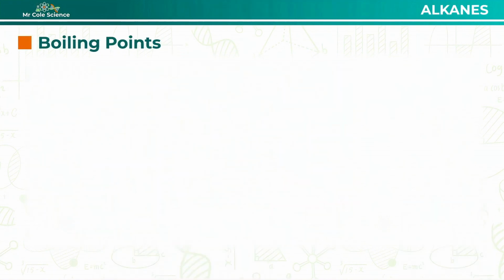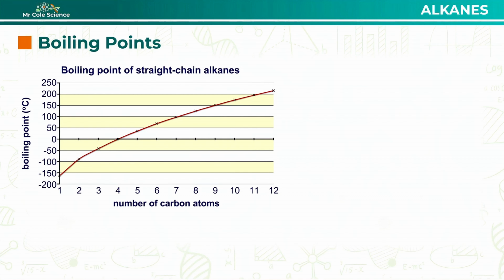And we'll start with looking at how the boiling points of alkanes change with the size of their molecules. Looking at this graph, we can clearly see that as the size of the molecule increases, so does the boiling point of the alkane. Now, it's really important for you to be able to explain why this happens.